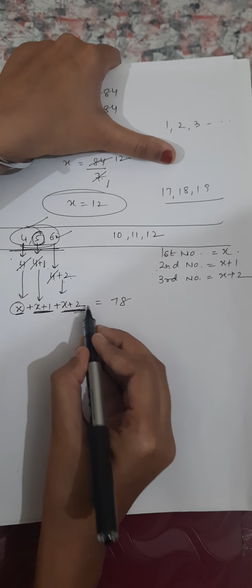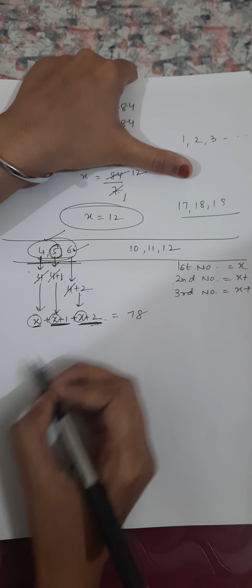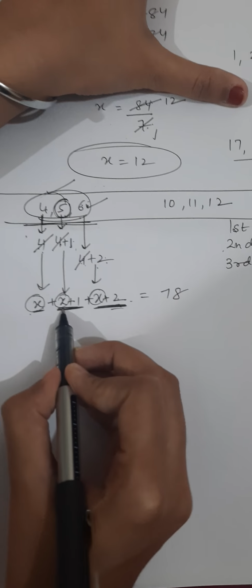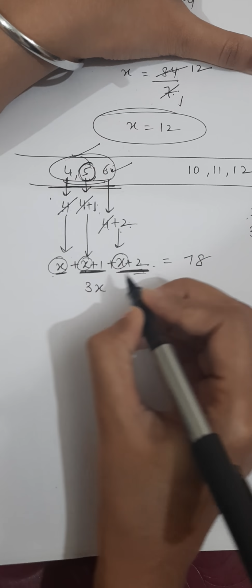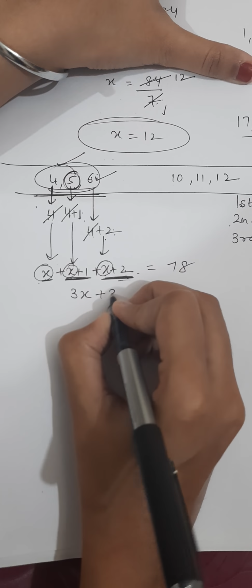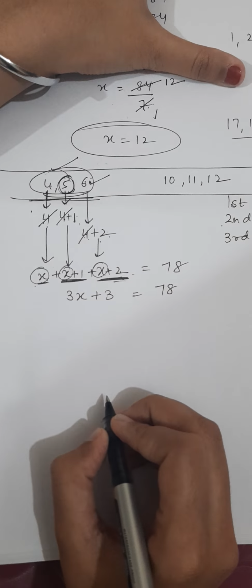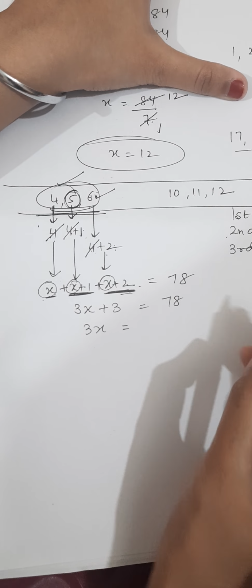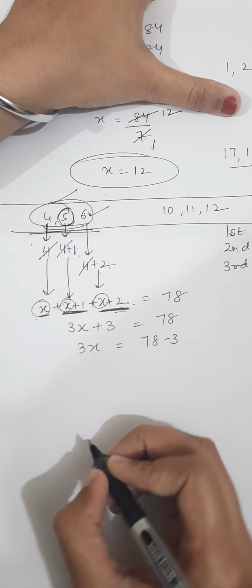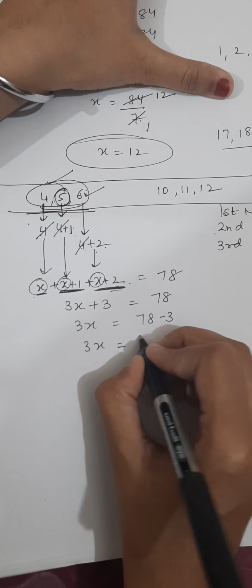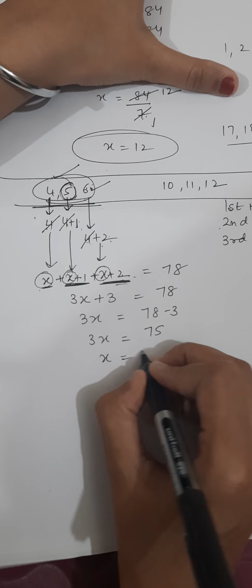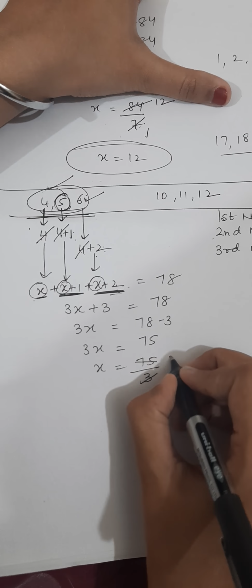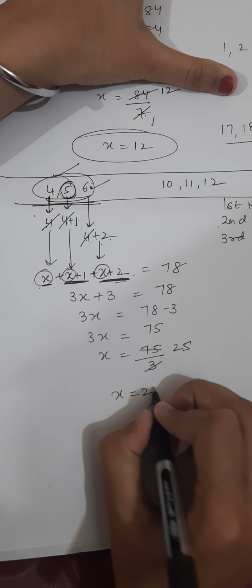Now let us add them. All the variables, firstly add them together. x plus x plus x, what will it be? 3x. What is 2 plus 1? 3. Equals 78. Now next, 3x equals, I am going to take the plus 3 to the other side, so this will be 78 minus 3. So 3x is equal to 75. x is equal to 75 upon 3. When I cancel it, it will become 25.